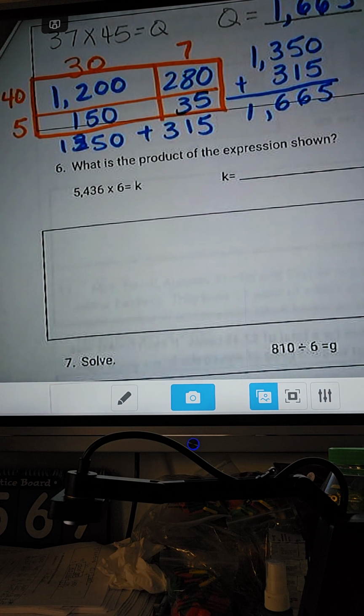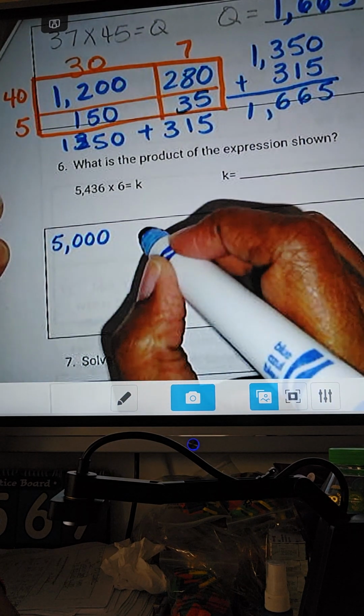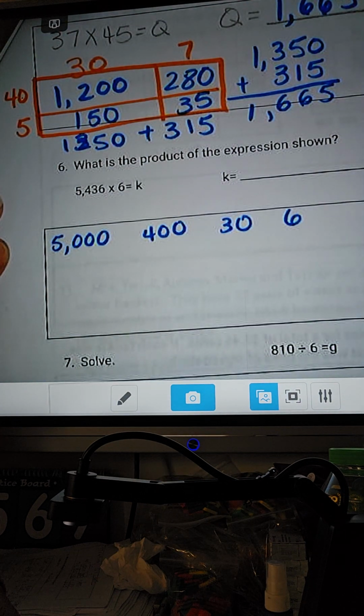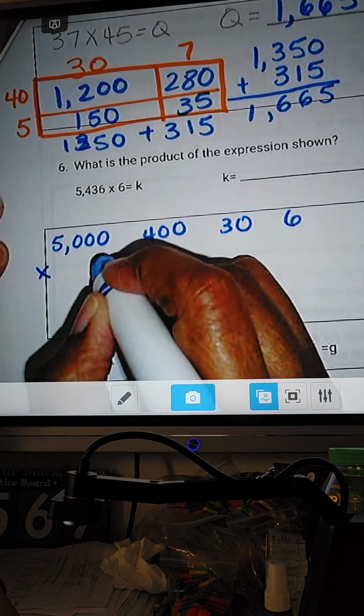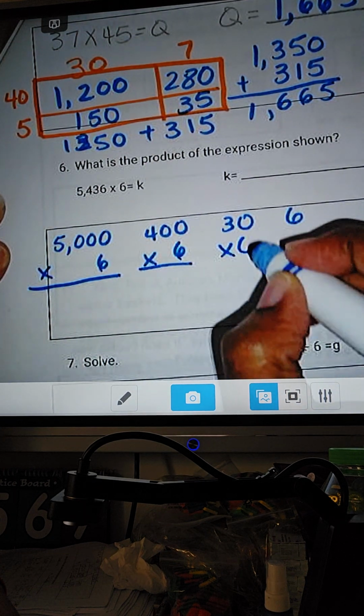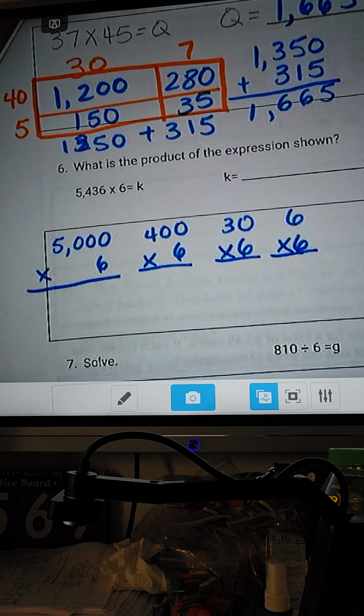All right, number 6. What's the product of the expression 5,436 times 6 equals K? Okay, I'm simply going to use the break apart method. 5,000 plus 400 plus 30 plus 6. What do I multiply these times? Y'all sure? Because y'all very sporadic with your answers. It's taking you a long time to simply know that you multiply times 6. I need y'all to know this. This is what you should already know and be able to do.